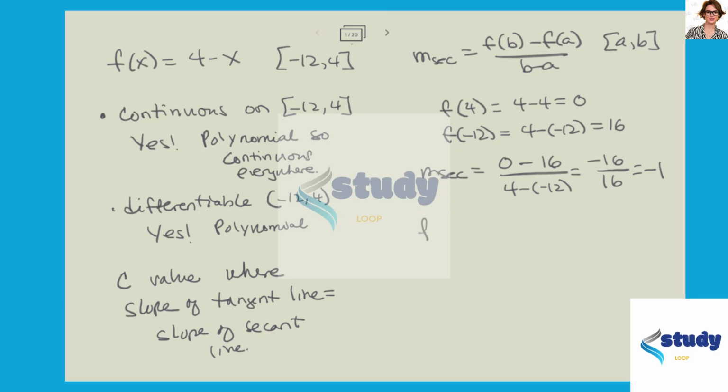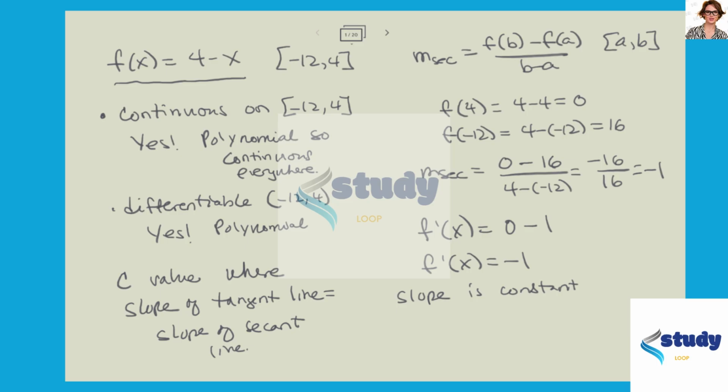Now I need the derivative. The derivative, I can just use the power rule. That's going to give me 0 minus 1. So my derivative is just negative 1. Now, my derivative is a constant, and that makes sense, because if we look at this original function, that means the slope of this, if I wrote it in slope-intercept form, is just negative 1. And because it's a linear function, the slope is constant.